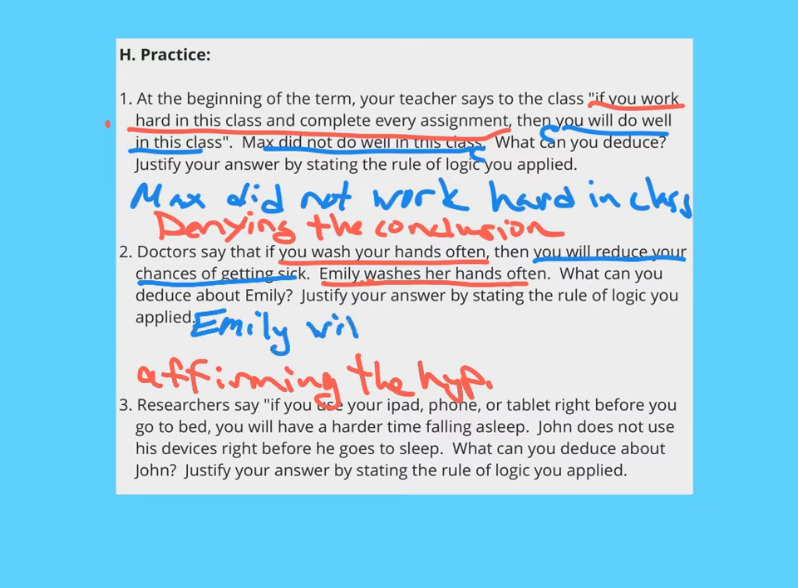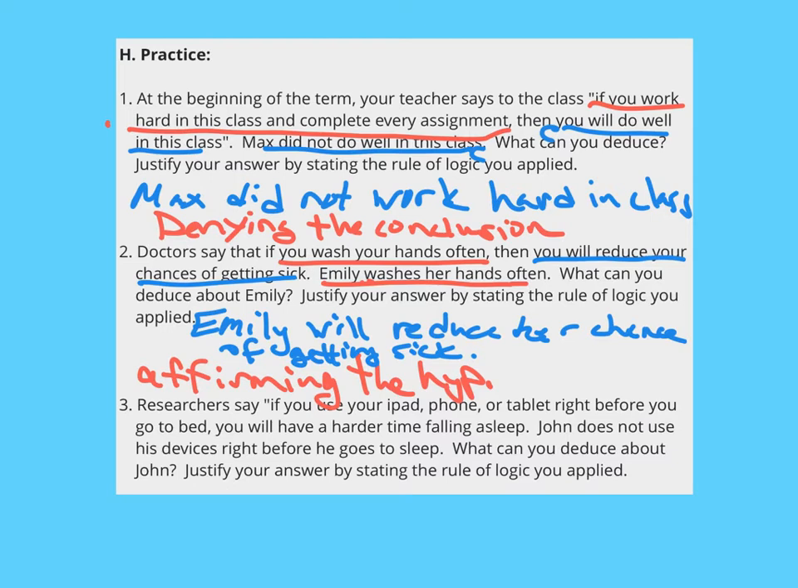And so when we affirm the hypothesis, that's going to allow us to deduce that Emily will reduce her chance of getting sick. So again, because the idea of Emily washing her hands, or that phrase, matches up to what was said in the hypothesis, and it was in agreement with the hypothesis, we can come to a similar conclusion that she won't get sick, and that's called affirming the hypothesis.